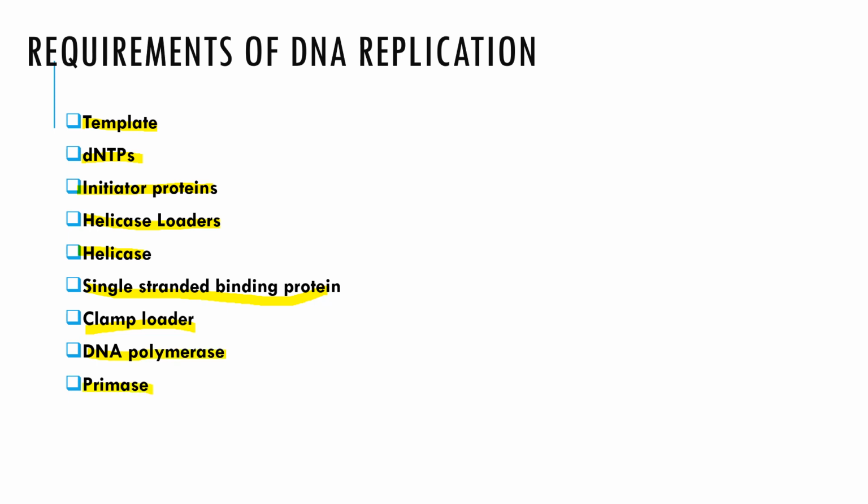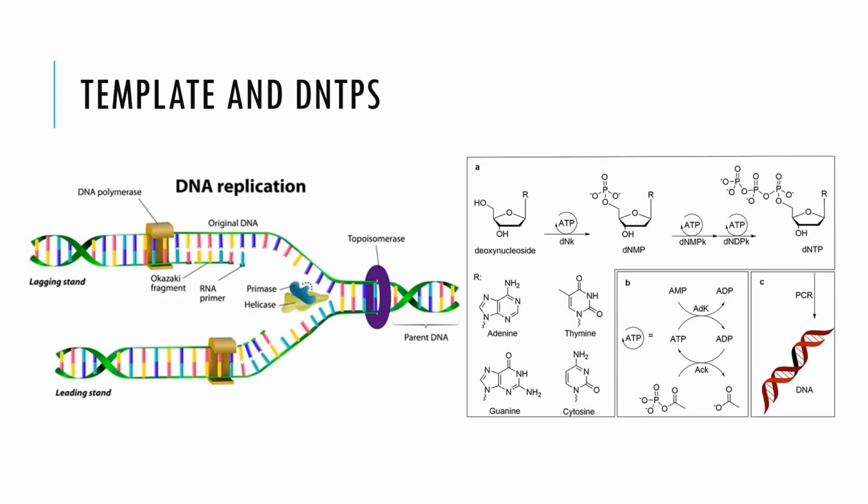All these things are required, and in the end, when there is the process of termination, a few proteins are required: in case of prokaryotes Tus proteins are required, and in case of eukaryotes the telomerase enzyme is required. So now we will discuss each and every requirement step by step. First, the template and dNTPs.